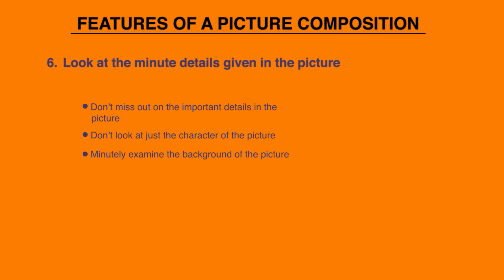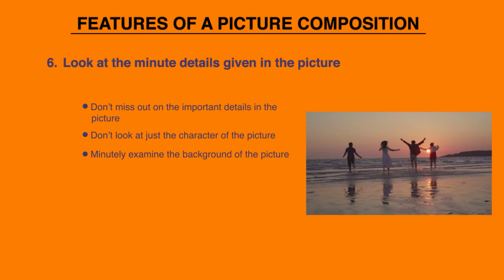If the background is that of a sea beach and there are 4 to 5 people having a great time there, you cannot write a composition about how you and your friends went on a picnic. Okay, you have to write something about the sea beach too. You cannot exclude that. So it's very, very important to look at the background and see what it is suggesting. So minutely examine the background.